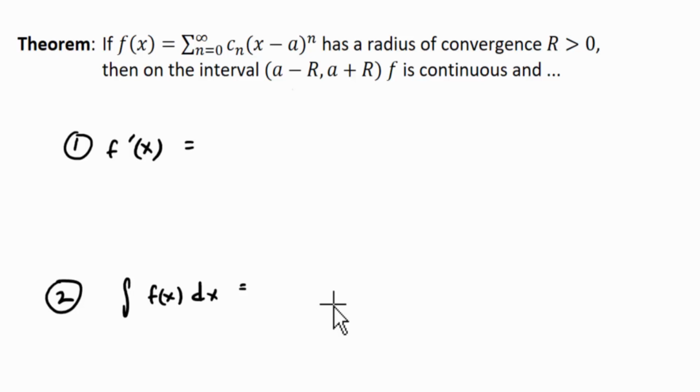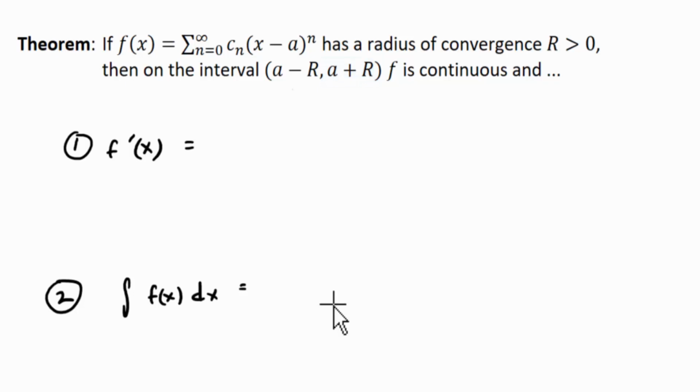Theorem: if f of x equals the sum from n equals 0 to infinity of c sub n times (x minus a) to the n. So in other words, if f of x is represented using a power series, and it has radius of convergence r greater than 0, that means it's convergent on some interval. By the way, the generic way of creating that interval is taking the center of that interval, and to get the left-hand endpoint, you subtract r, a minus r. To get the right-hand endpoint, you add r, a plus r.